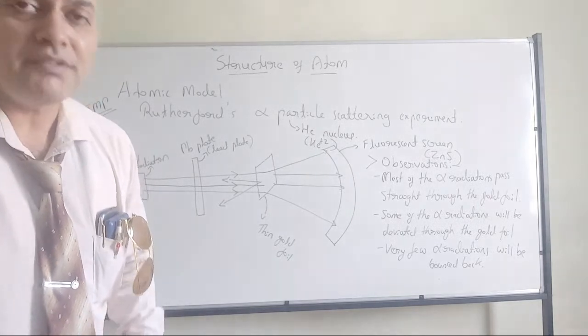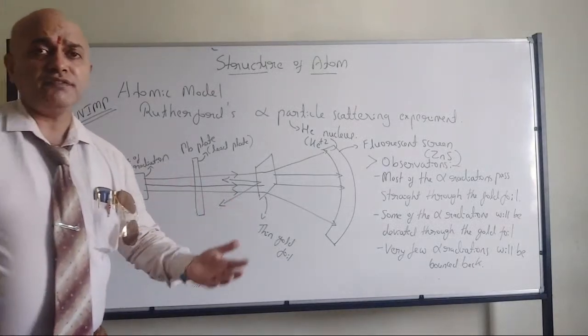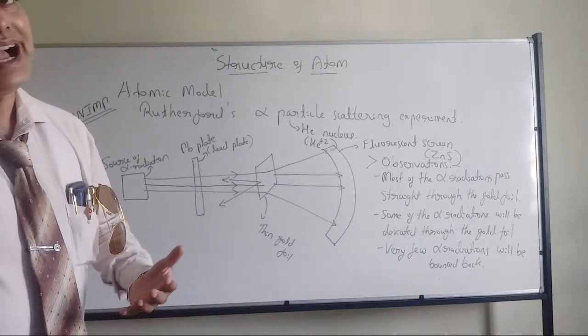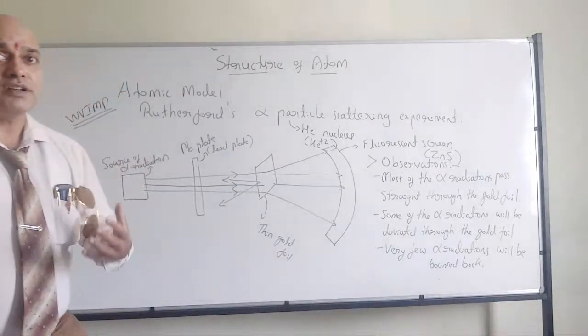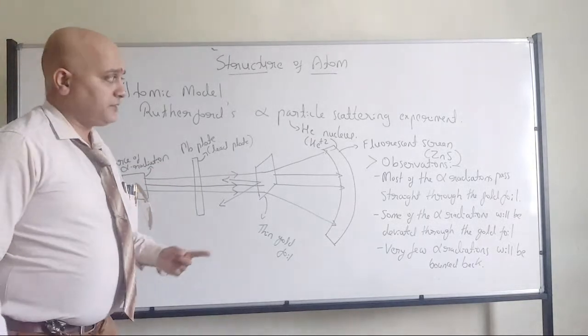Rohan, that's what I told. Gold can be given different shapes because it is a soft metal. But any other reasons, I will let you know. I have not thought about that, but I will let you know tomorrow. Okay?